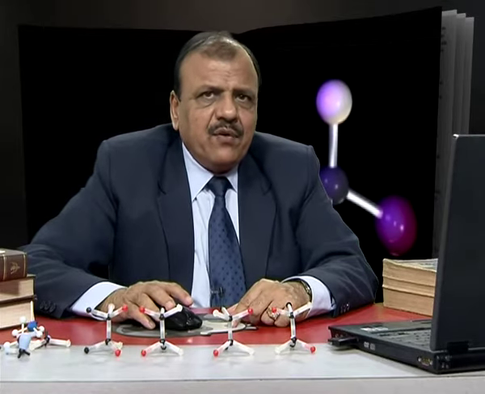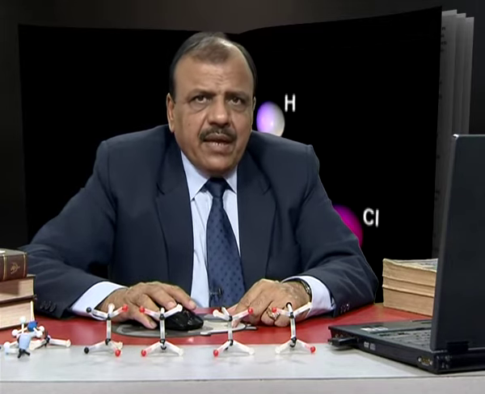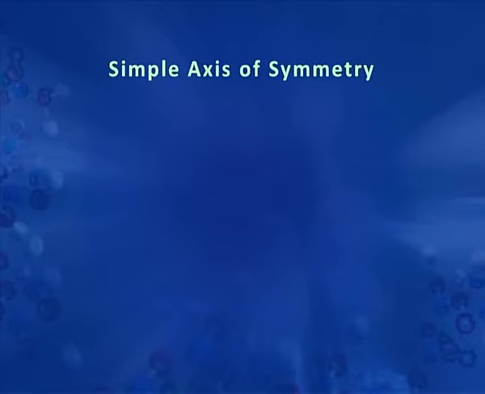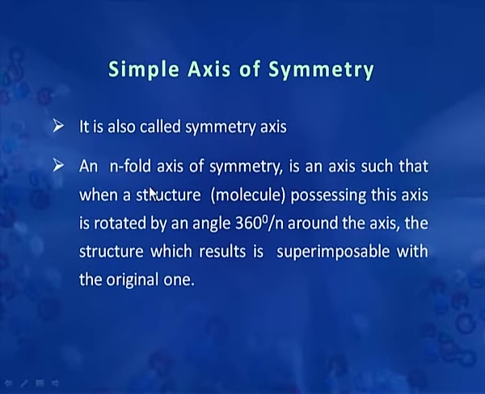There is another element of symmetry which is called simple axis of symmetry. A molecule may possess a simple axis of symmetry or not, it has nothing to do with the chirality of the molecule. But after all, it is a symmetry element. It is also called symmetry axis. Let us take an example. An n-fold axis of symmetry is defined as an axis such that when a structure possessing this axis is rotated by an angle of 360 degrees by n around the axis, the structure which results is superimposable with the original one.